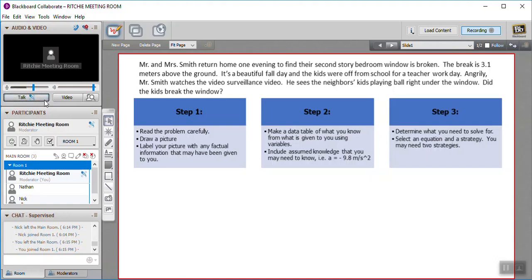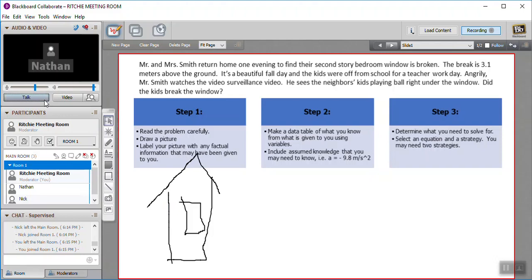So what type of picture could you draw about this to get some facts down on the paper and some variables, the variables and the actual data that was given to you? Oh, look at that, I see a house. I'll let you guys work at it. Sounds good, thank you.